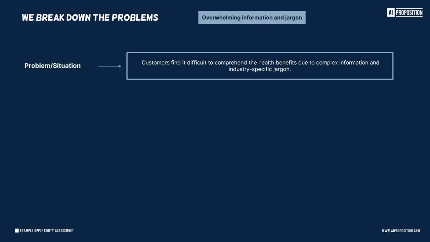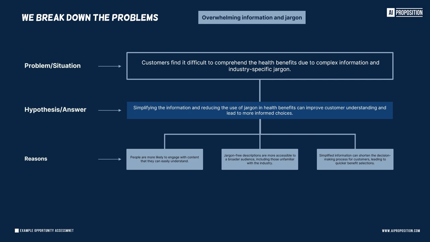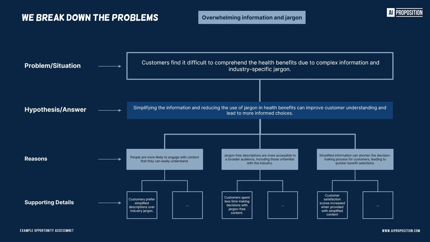So we break down the problem behind this, overwhelming information and jargon. We look through the key hypothesis around that problem, in this case, difficulty comprehending health plan benefits. We look and say, how can we simplify the information and reduce the use of health jargon? We look at the key reasons that build into this hypothesis, and we look at what the supporting details are.